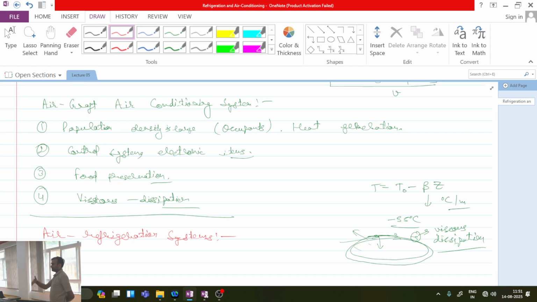Please tell me some reasons why we go for an air refrigeration system in an aeroplane. Why not the vapor compression refrigeration system? What is a vapor compression refrigeration system? The one which is used in our home ACs and domestic refrigerators. So why don't we use a system like our home AC in an aeroplane? Why do we use an air refrigeration system?